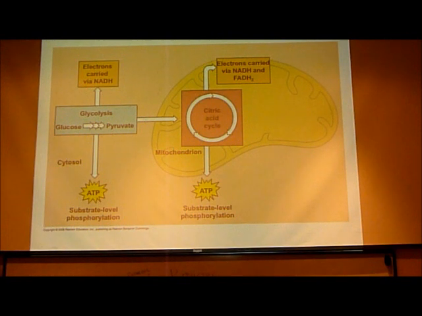Just understand, right now, how many ATPs have I made at this point? 4. Okay? 4 out of how many I'm supposed to make? 36 to 38. So I've made a tenth of my ATPs.